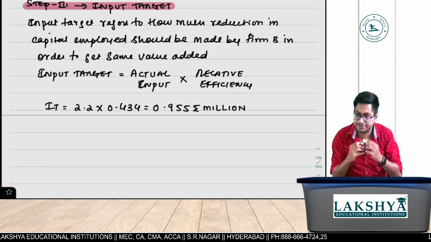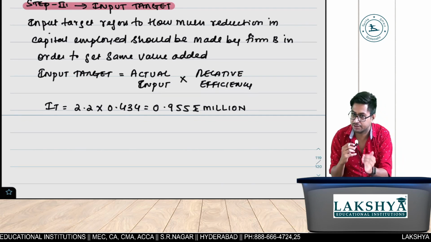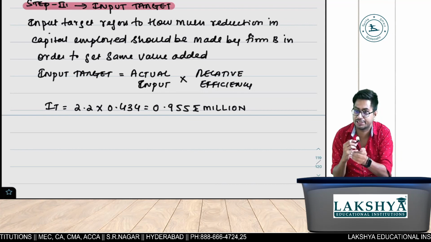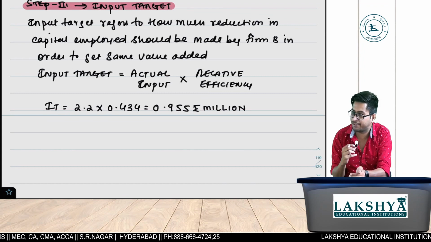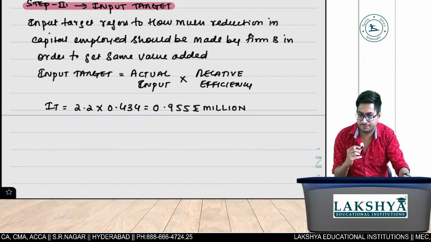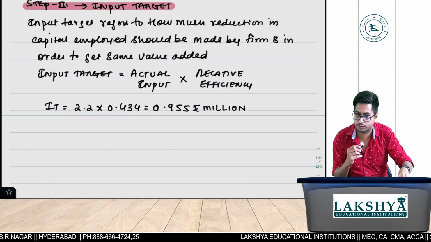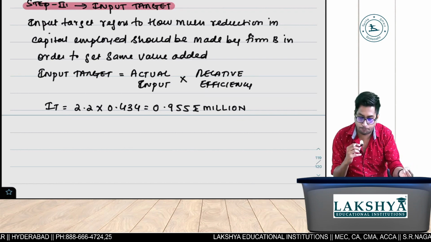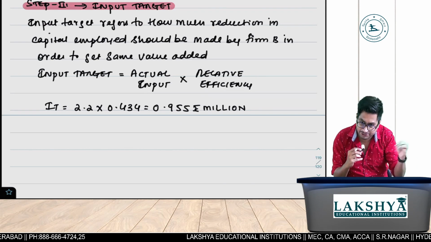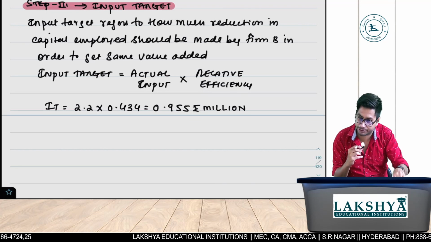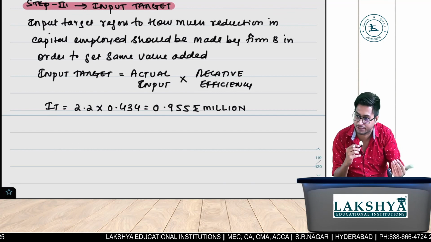That means 0.955 million capital employed should be reduced in order to get the same level of output and be as efficient as A. Correct? I repeat. So what should firm B do now? Firm B should put 0.955 less millions as capital employed. They have to reduce this much in order to get the same level of output.